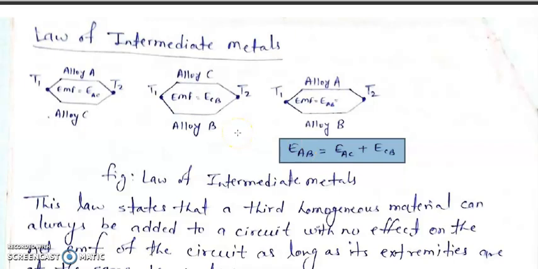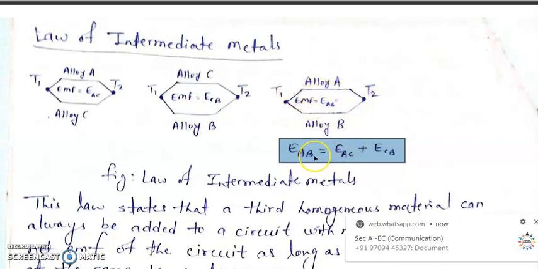So this is the law of intermediate metal, in which if these two different metallic junctions, A and B, are not available, any intermediate alloy in the sequence from lowest value to highest value can be taken, and we can combine these two different thermocouples, and the induced EMF values can be added. Then we will get EAB, which is actually required. So this is the law of intermediate metals.